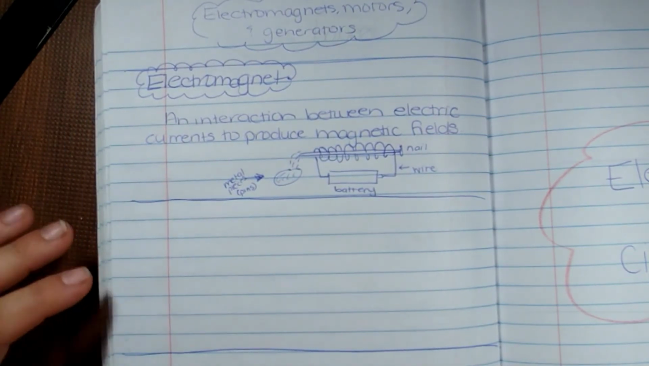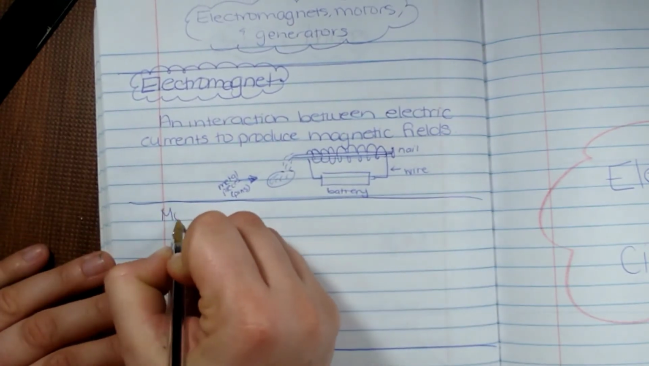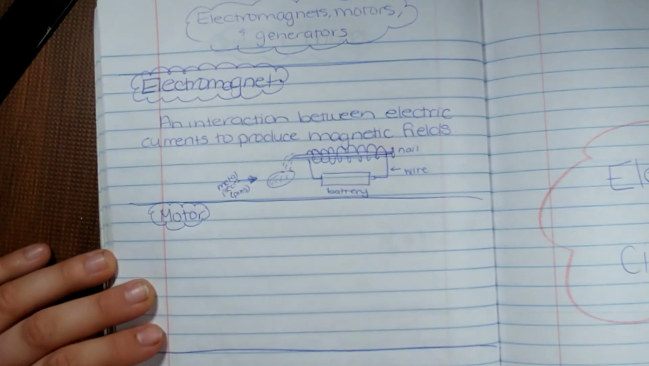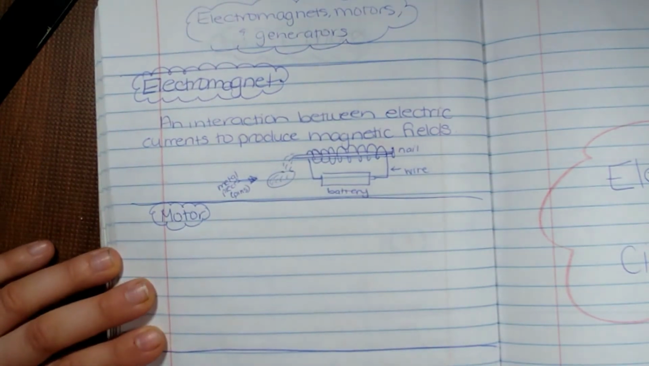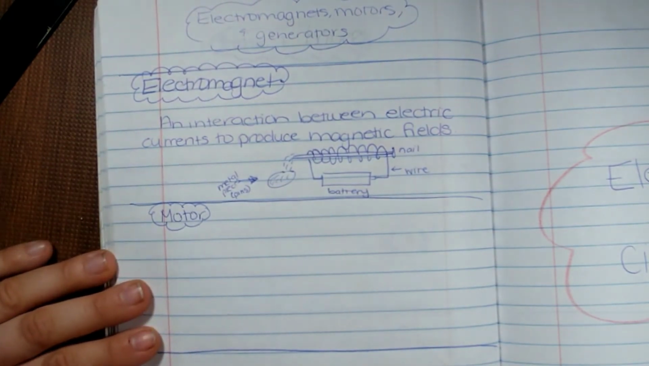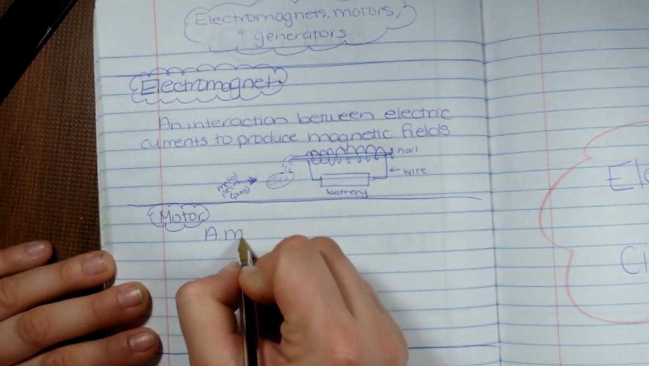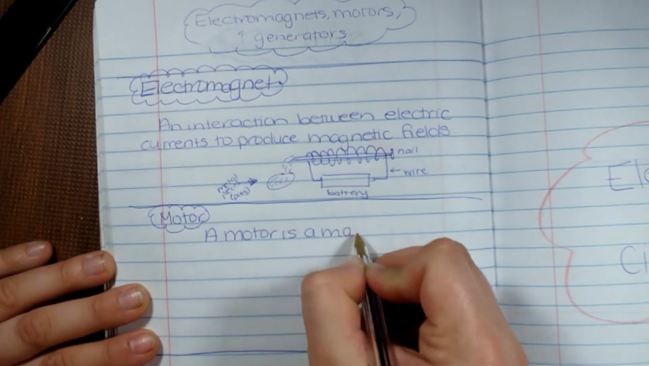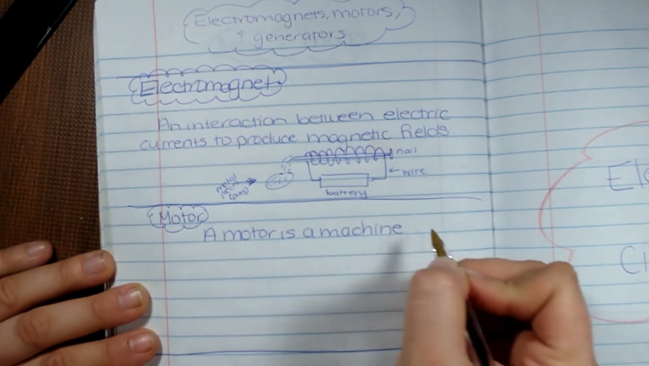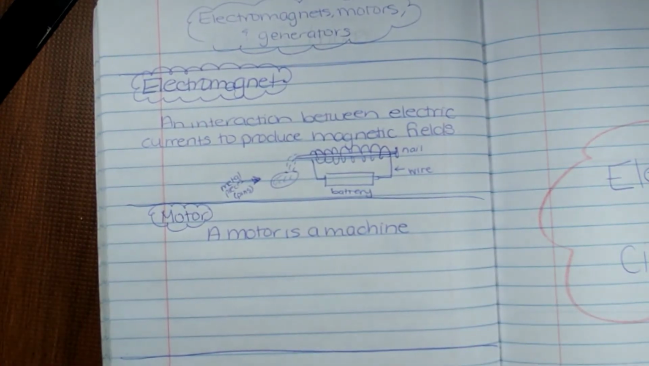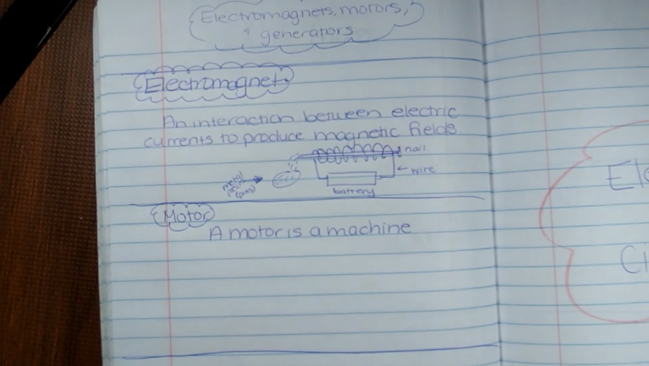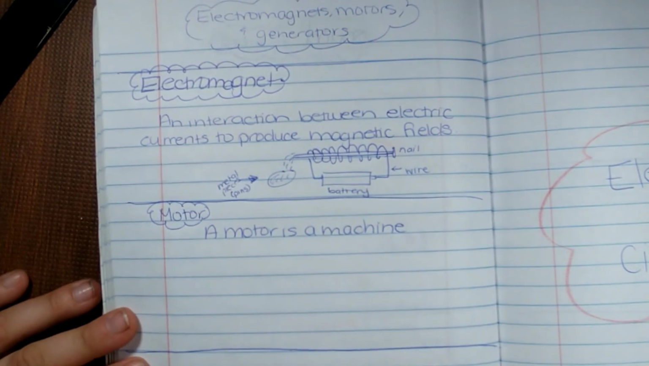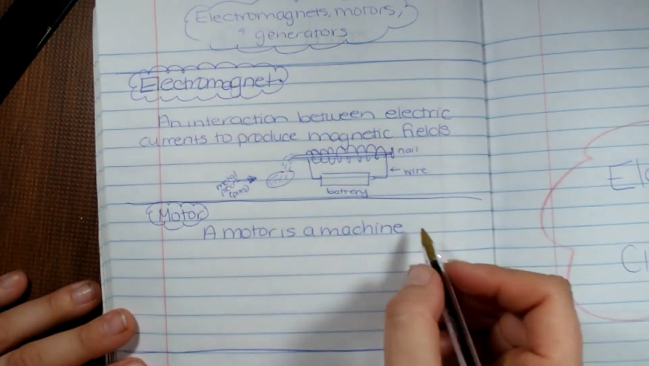Now the next one is a motor. A motor is something that moves. Cars have motors. A lot of things have motors. So a motor is a machine that takes electric energy. Now it could be electric energy that comes from a battery too. So a battery takes chemical energy and turns it into electrical energy.